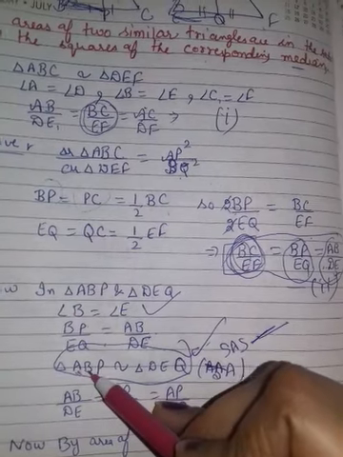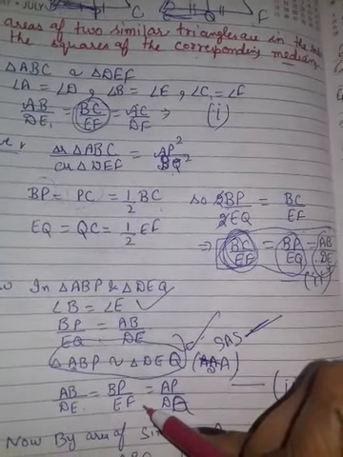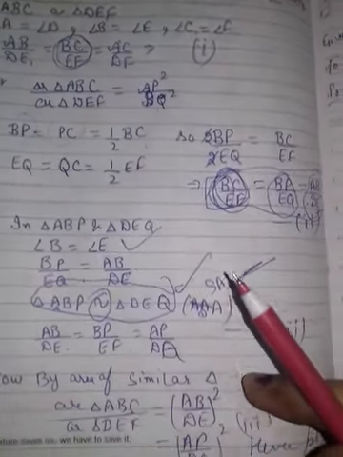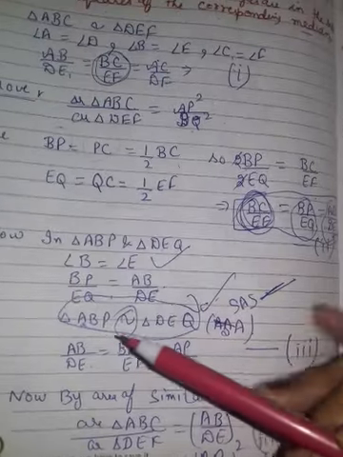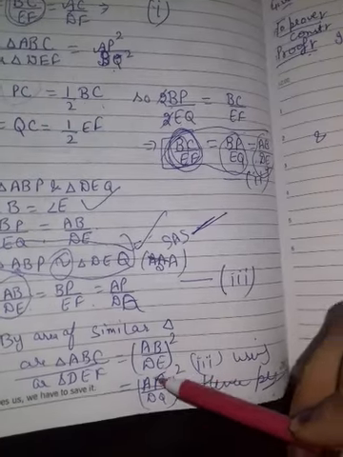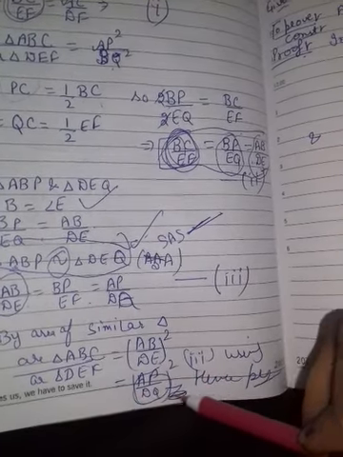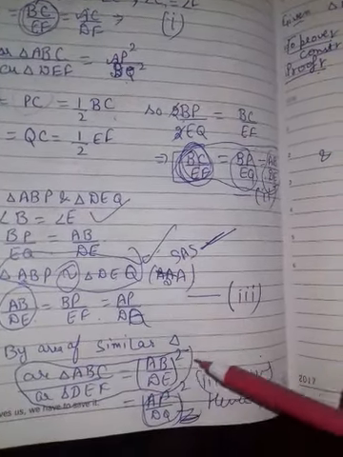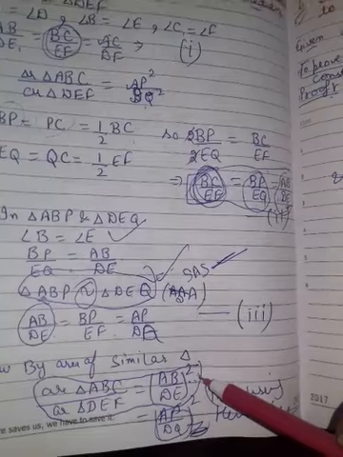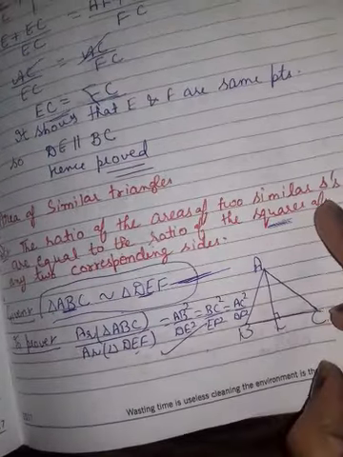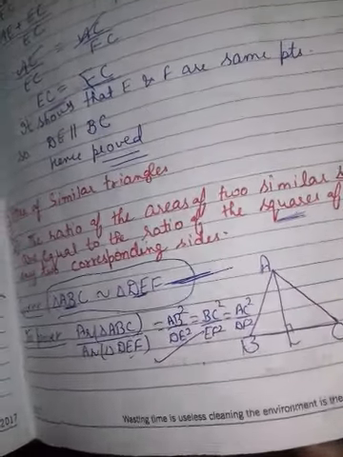So after that you can write the corresponding sides ratio will be equal because you have proved this. Then by the area of similar triangles you can replace this value. Why did I change it? You know, if two triangles are similar then the ratio of their areas will be equal to the ratio of the squares of their sides. You have done this part, na? We have done here.